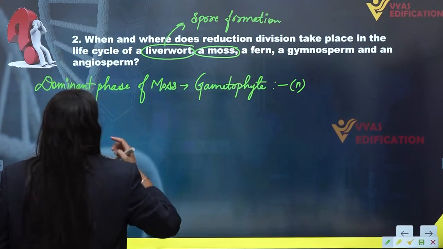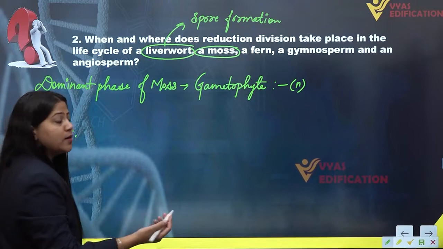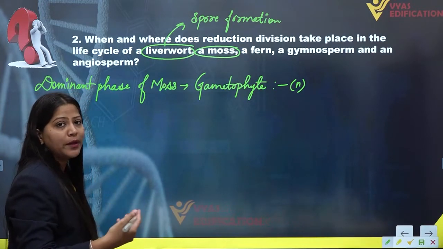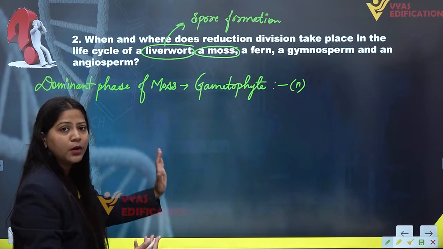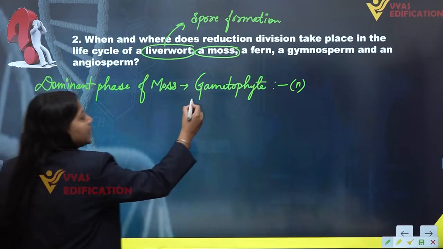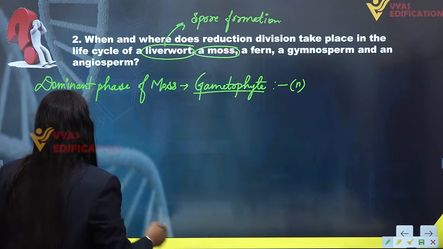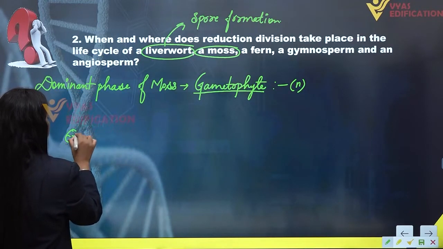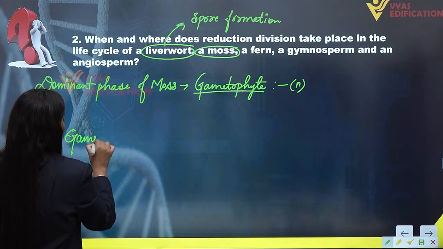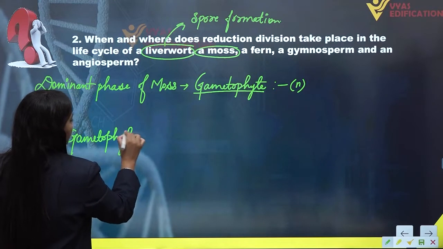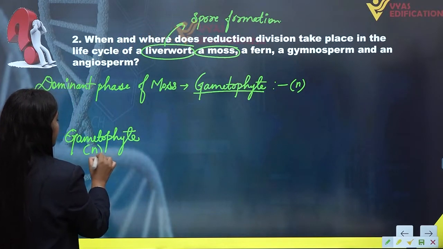Now, if we discuss the life cycle of a moss, then we know that gametophyte is the main plant body or dominant phase in the life cycle of a moss. So we are starting the life cycle of a moss with gametophyte. Here we have gametophyte, which is haploid in nature.